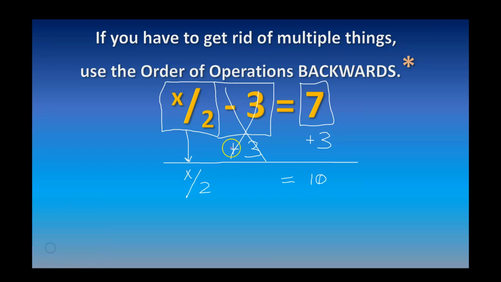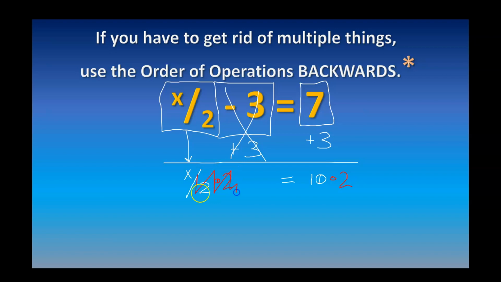Phase 2, we're down to a one-step problem. Same thing we've been doing for a couple of weeks now. We have some number divided by 2 equals 10. We need to get rid of divided by 2. The opposite of divided by 2 is times 2. What we do on one side, we have to do on the other side.